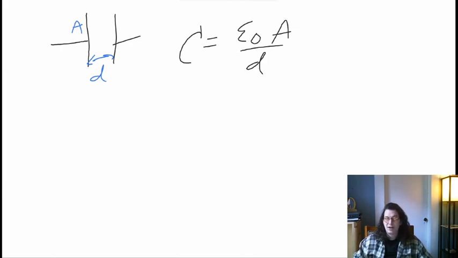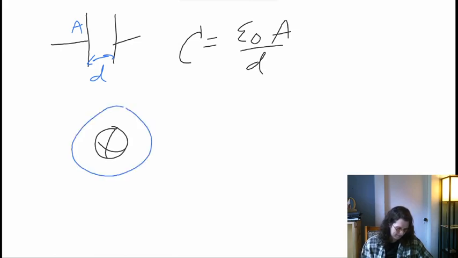Okay. Another type of capacitor that we could have is two parallel spheres. So we had a problem like this last week in the Gauss's law chapter, where you had these two nested spheres, and I think one of them was insulating, the other one was conducting. But you could have two conducting metal spheres, and in that case, you'd have the inner one, and then you'd have your outer sphere.